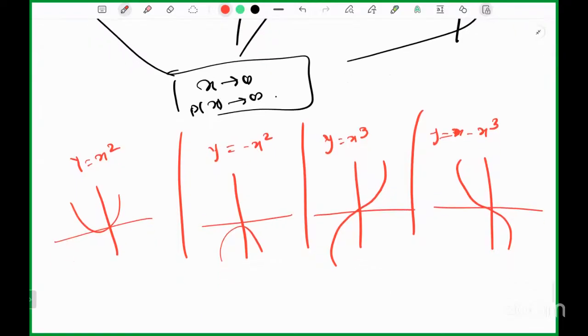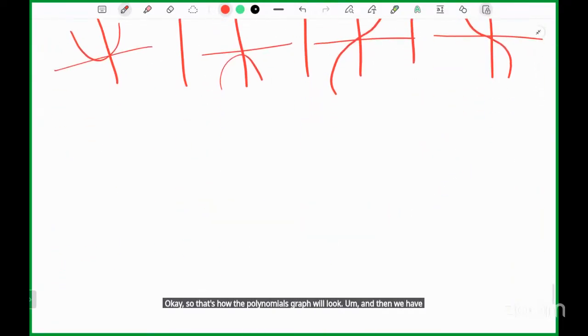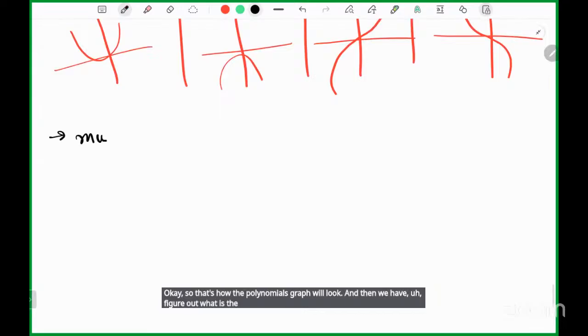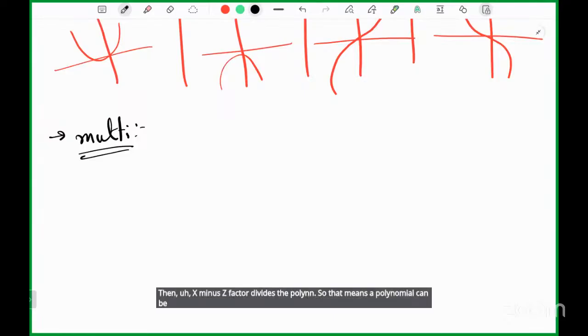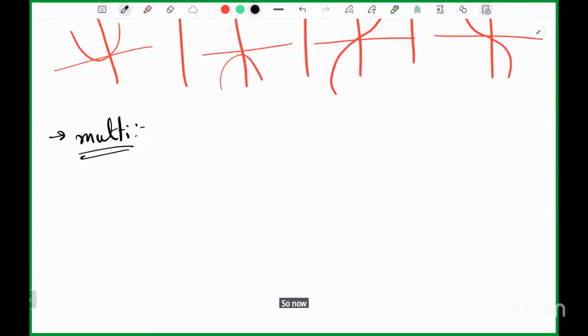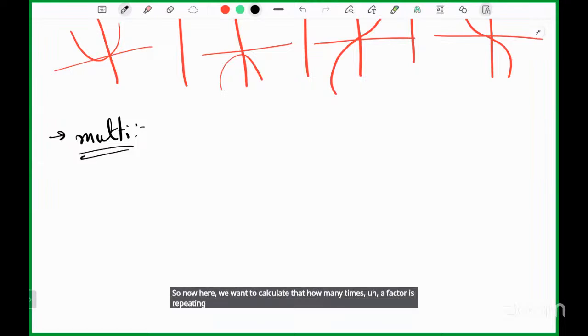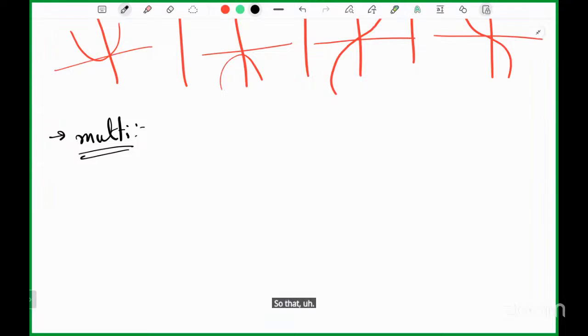And then we figured out the multiplicity of roots. So we know that if x equals a is a root, then the factor x minus a divides the polynomial. That means a polynomial can be written as the multiplication of the factors of its roots. Here we want to calculate how many times a factor repeats in our expression. The power of that factor is known as the multiplicity of the root.